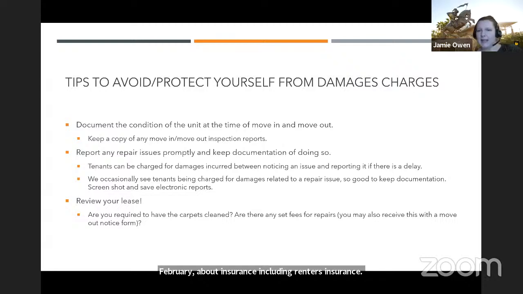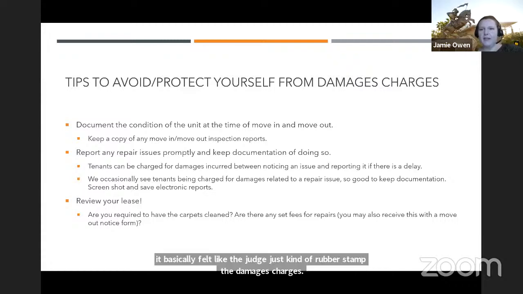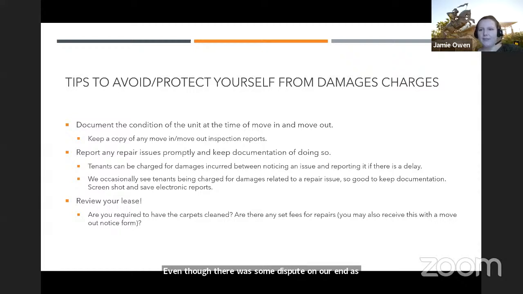But we do sometimes get these private landlords that are out there. I mean, there are lots of things that happen. The last lawsuit that I was involved in that had an issue of damages charges, it's way more complicated than I can get into here, but it basically felt like the judge just kind of rubber stamped the damages charges without really going into any of the details, even though there was some dispute on our end as far as those charges.